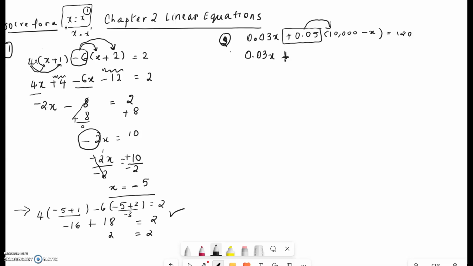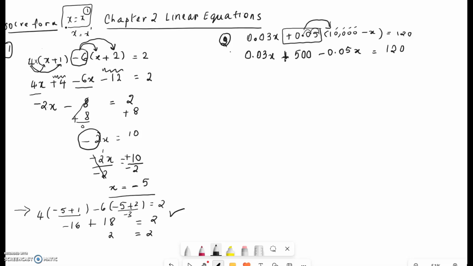And I could use the calculator, but remember, shifting the decimal point 4 places to the right will also get you the answer very quickly. 0.05, shift to the right, 1, 2, and then 2 more. So that gives you a 500, or use your calculator. Positive 0.05 times negative x is negative 0.05x, and that's equal to 120.